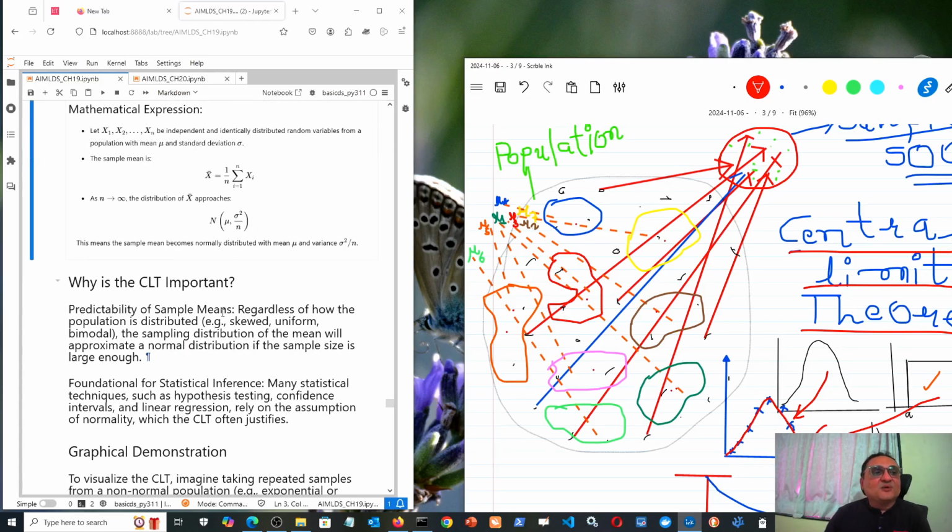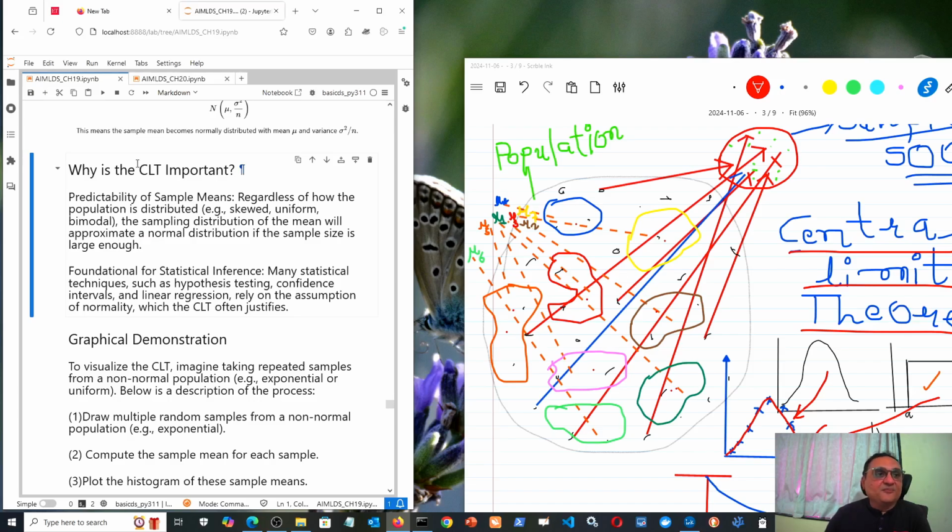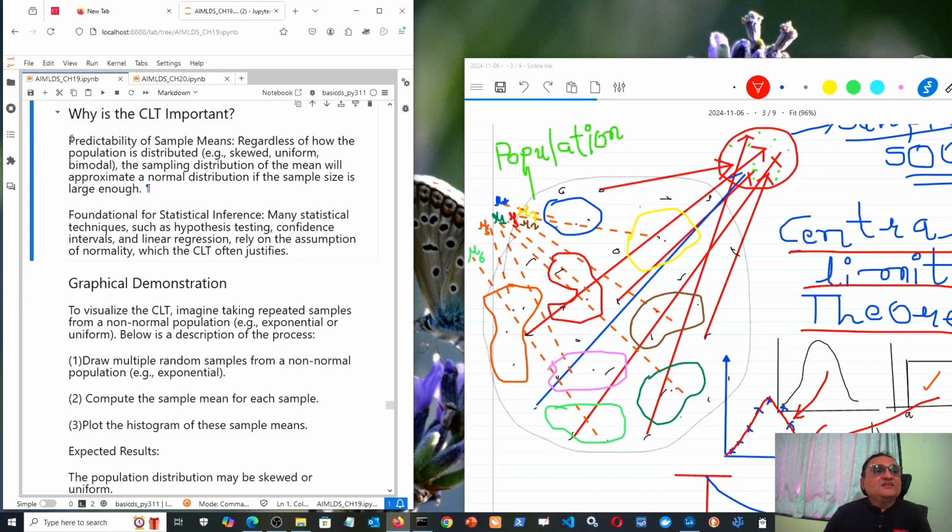So the proof is not important, but this theorem is extremely important. Why? Because this theorem gives predictability of sample means, regardless of how the population is distributed. The population may be skewed, uniform, bimodal, or of any type.